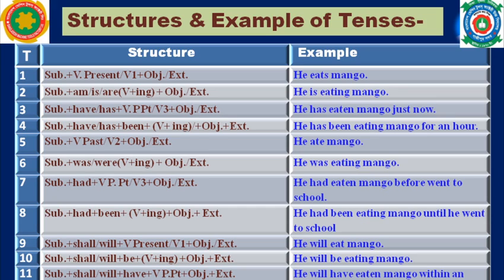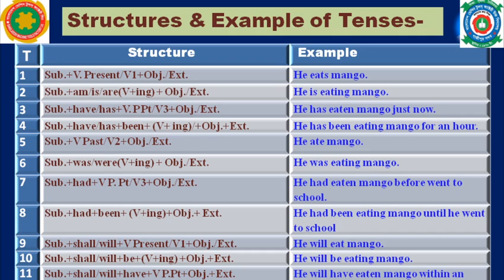He was eating mango. That means the action was occurring in the past time, right? He had eaten mango before he went to school. Here you have to be very careful. In the case of past perfect tense, two actions occurred. The action that occurred before another action will be past perfect tense, and the later action will be past indefinite tense.